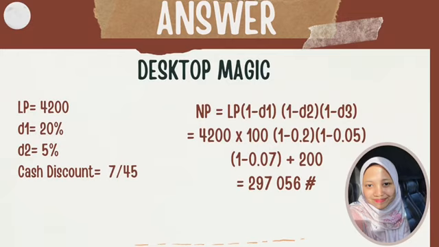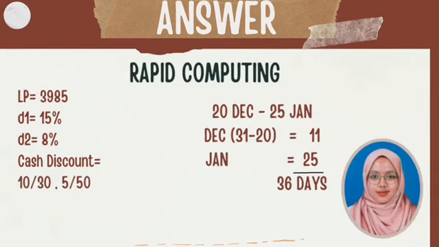NP equals LP, bracket 1 minus D1, bracket 1 minus D2, bracket 1 minus D3, bracket, equals 4200 times 100, bracket 1 minus 0.2, bracket 1 minus 0.05, bracket 1 minus 0.07, bracket plus 200 equals 297056.